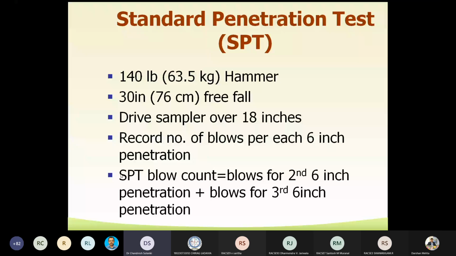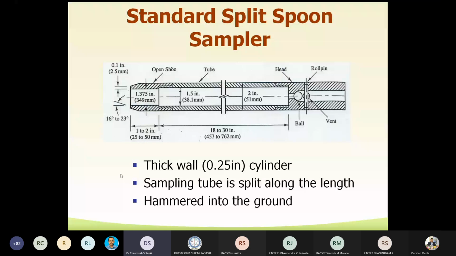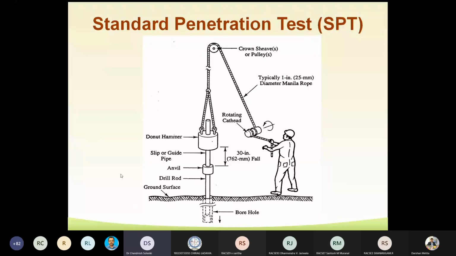This is the split spoon sampler, which has to be inserted while performing the standard penetration test. It has to be inserted in the borehole, and this helps us to get the sample from the borehole. This is the arrangement for performing the standard penetration test. You may see that this is the hammer, this is the height of fall, and this is the borehole in which the split spoon sampler has been penetrated. You are applying a penetration of 45 centimeters, and the number of blows for that is known as the capital N value. We are going to discuss the significance of the N value in the next few slides.